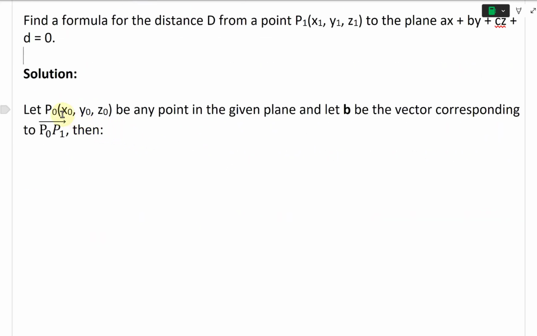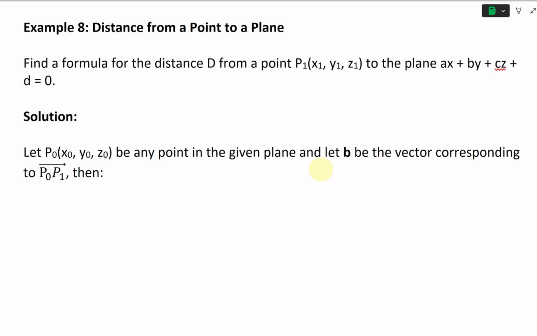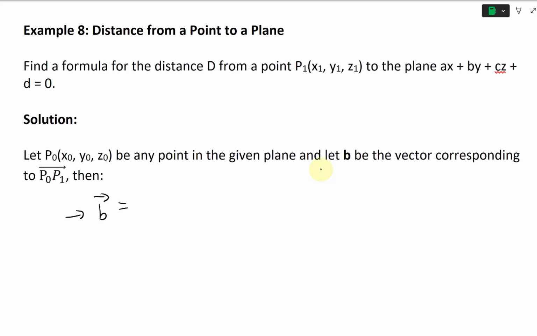So let P naught, x naught, y naught, z naught, be any point in the given plane, and let b be the vector corresponding to the vector P naught to P1. So P naught to P1, that'll be the vector b, like that. In other words, the b vector is equal to P naught P1. So this equals, again, you just take a difference, so we'll go x1, so subtract the components: x1 minus x naught, y1 minus y naught, z1 minus z naught, like that.